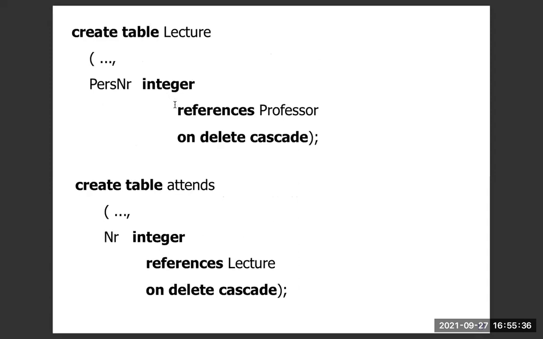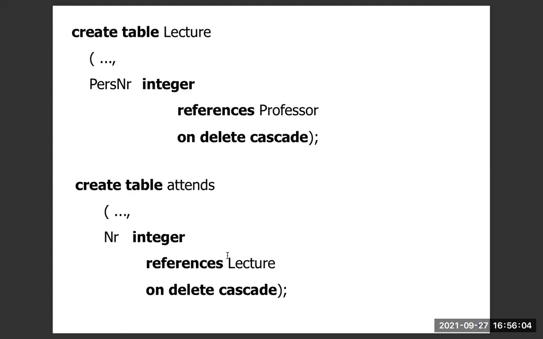Lecture has a person number that references professor. If a professor is fired, on delete cascade, so no lectures may be delivered by other professors. If a professor is fired, there are no lectures of this professor. So we delete records upon removal of the professor record. We delete all the lectures delivered by this professor.